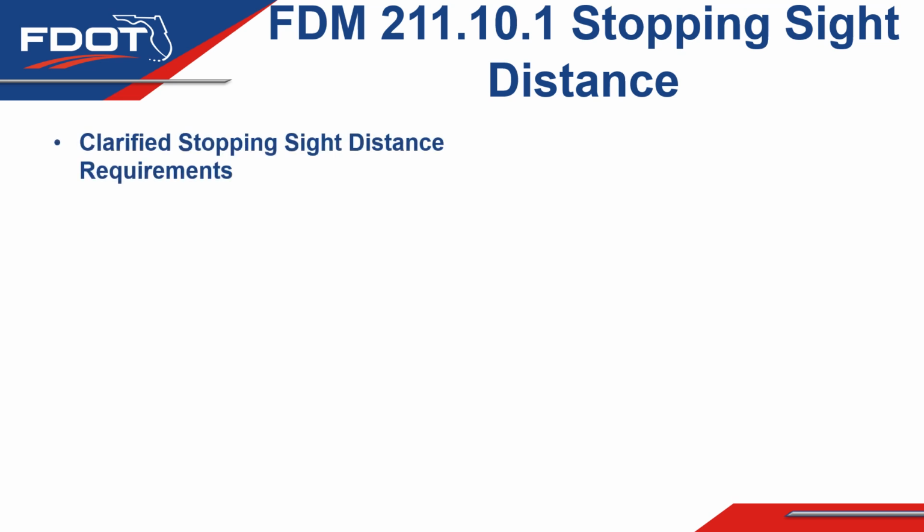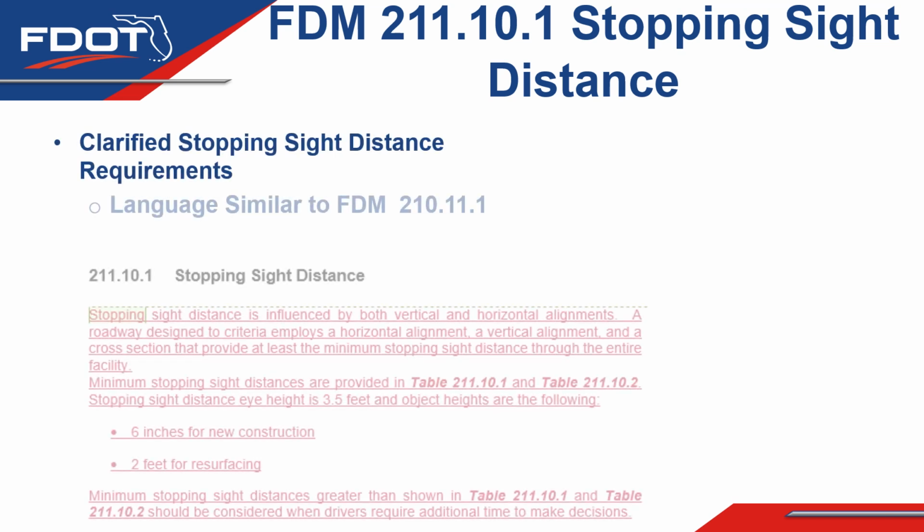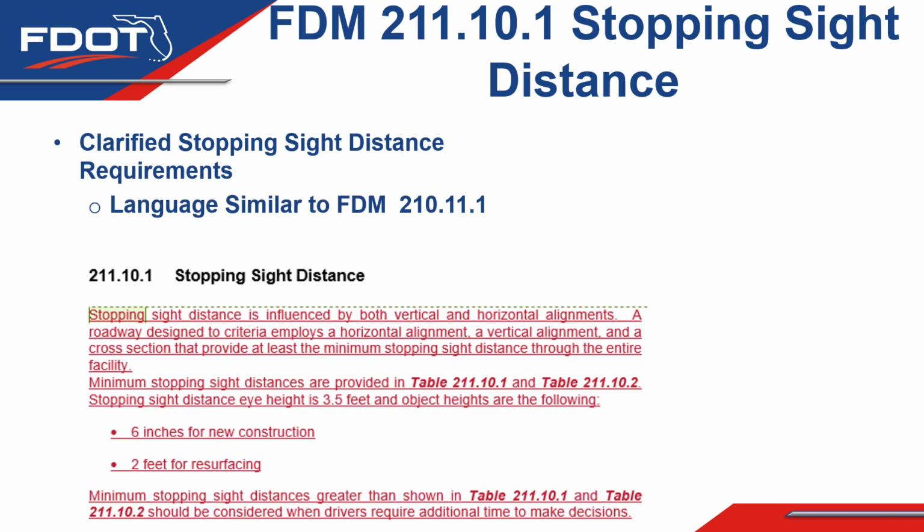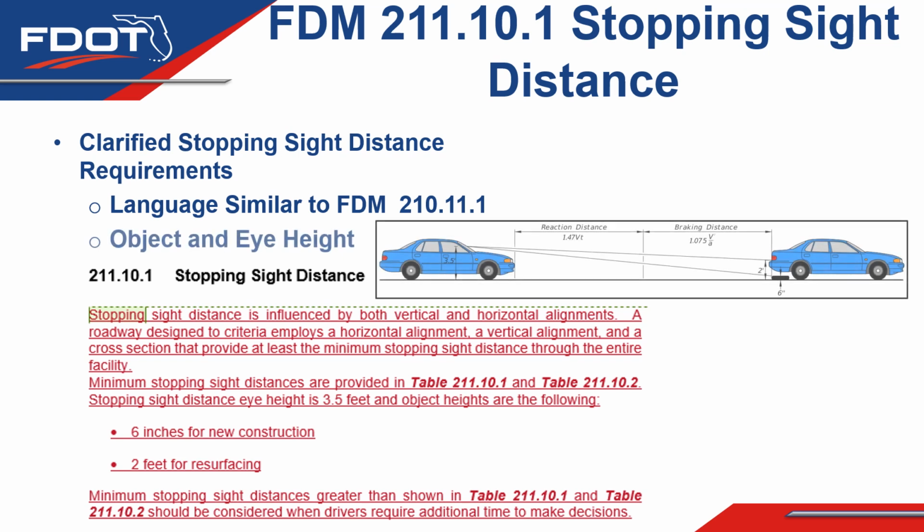We added language regarding stopping sight distance, object, and eye height similar to the language found in FDM 210 to clarify the minimum stopping sight distance requirements for new construction and resurfacing projects on limited access facilities, and to be consistent with the minimum K values and notes in Table 211.9.2.